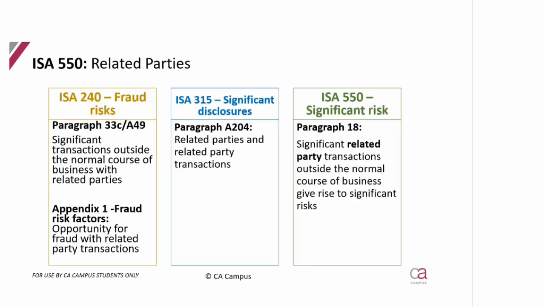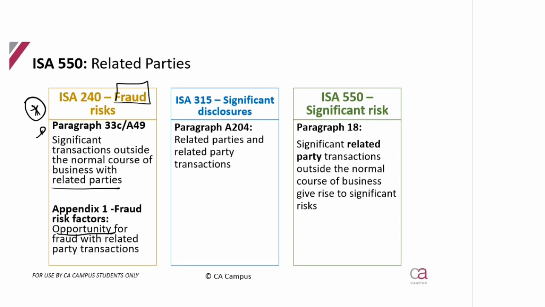So if we look at the next slide, we can see where in the standards related party risks have been identified, so you can see how serious the risk is. ISA 240, we haven't quite got to that yet, but we will get to that standard. In paragraph 33C and A49, they describe that significant transactions outside the normal course of a business with related parties give rise to a fraud risk. That's that collusion. And in Appendix 1, they say that there is opportunity for fraud when there are related party transactions. So here's a huge one already. Now we're saying related party transactions give rise to fraud risks.